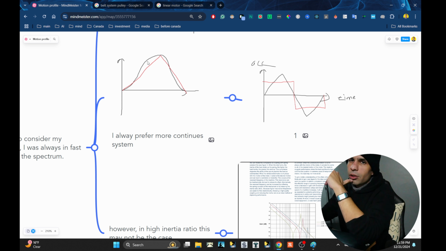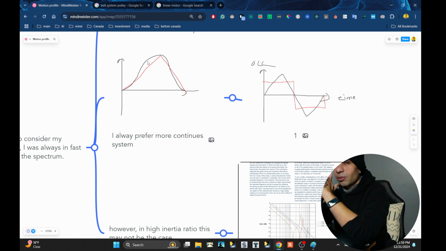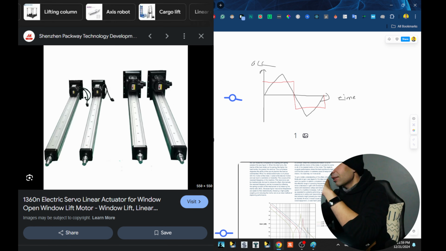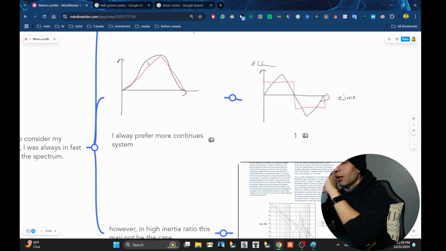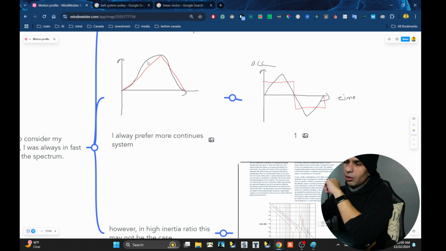In fast applications, your biggest concern, if you are not in a vertical movement or some weird condition, for example with a weight on you, but in a typical linear motion application where you just move something straight forward, the main concern is always weight, inertia. If it's something rotary, the main concern is inertia.